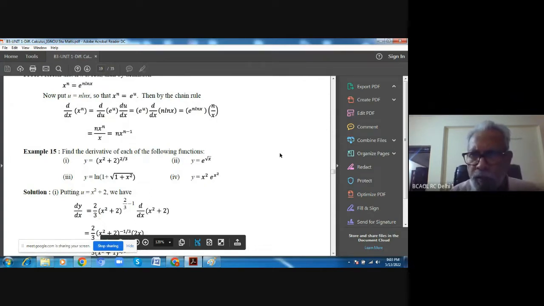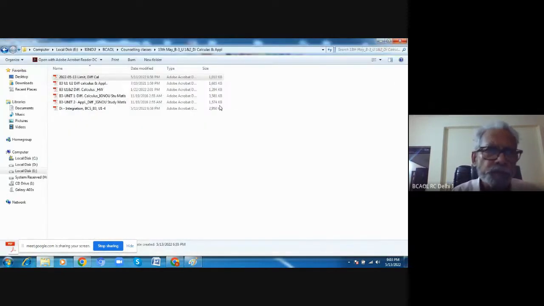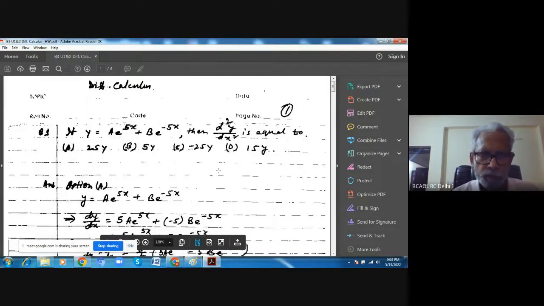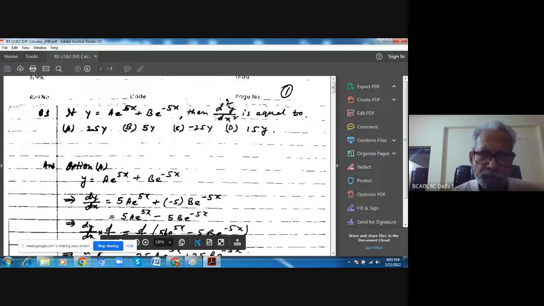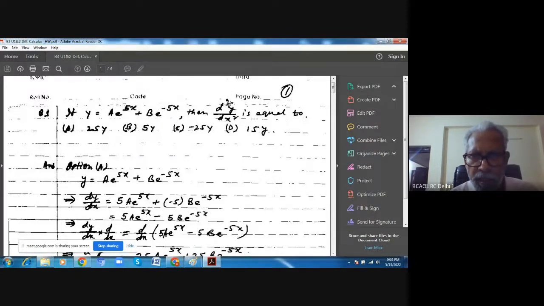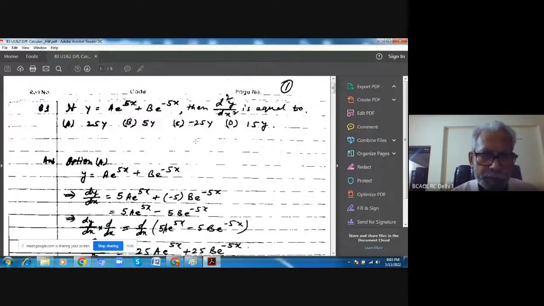Okay, I think now I can show you some of the exam pattern or questions. Yes, normally this type of thing comes in the exam. So if y is equal to this, then d square y by dx square is equal to which one? You have to prove it.